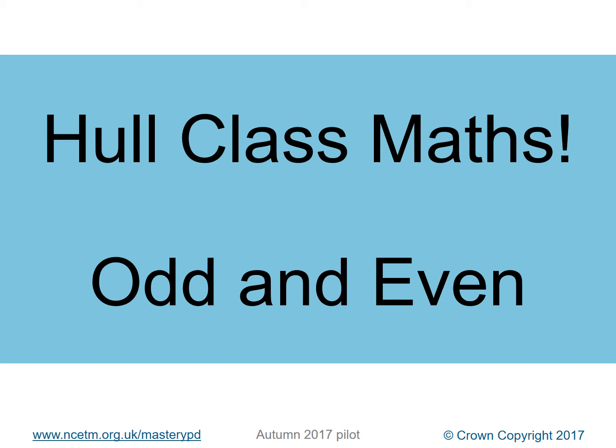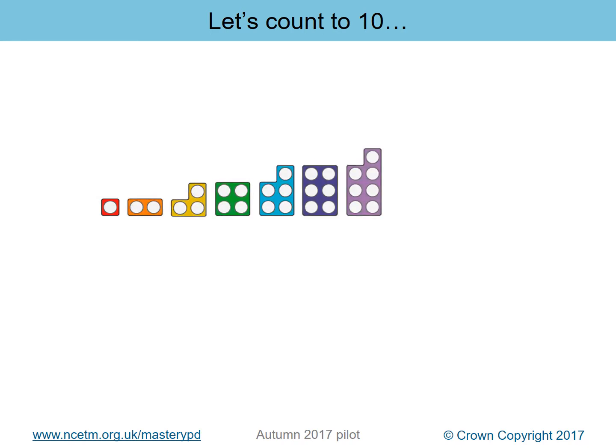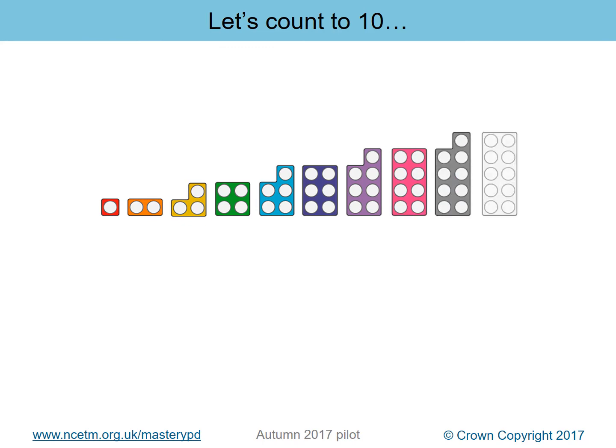So today we're going to look at maths and we're going to have a recap about odd and even numbers. So first of all, we're just going to count to 10 and we're going to use the Numicon to help us. So we're ready. 1, 2, 3, 4, 5, 6, 7, 8, 9, 10.